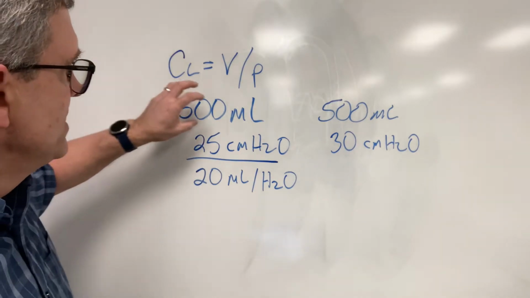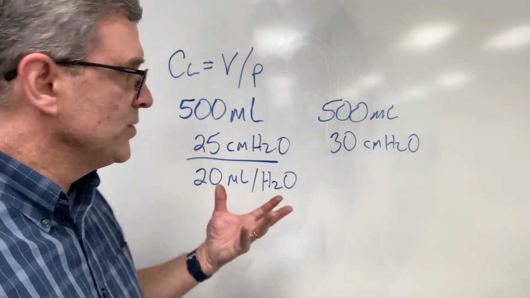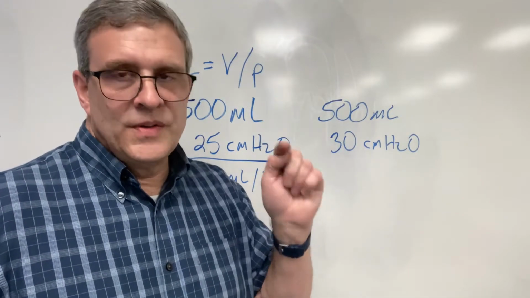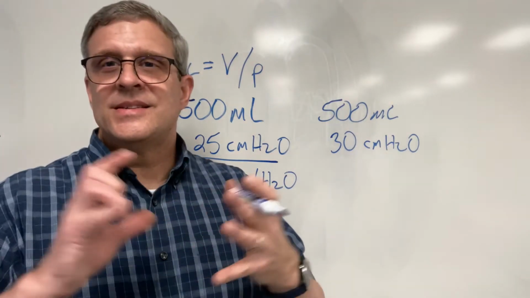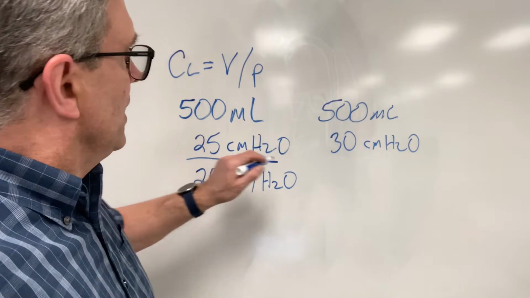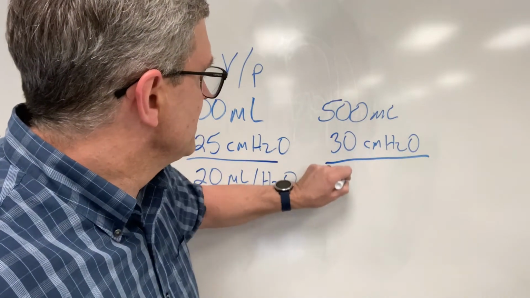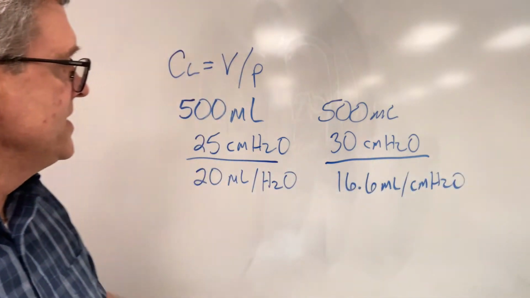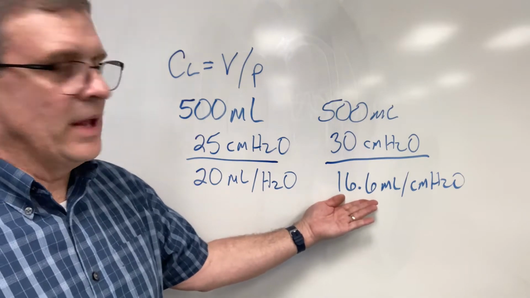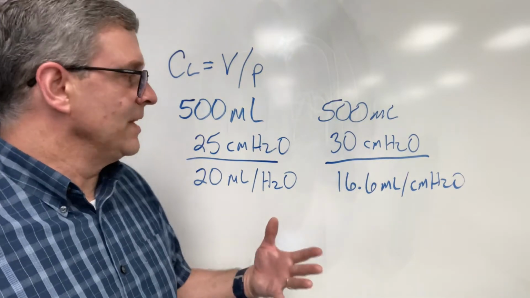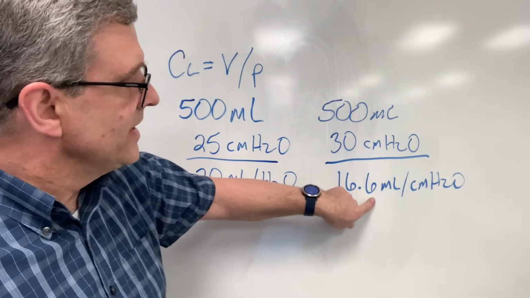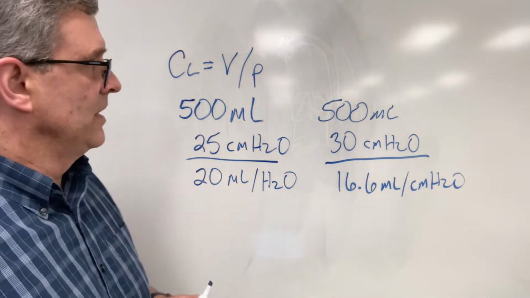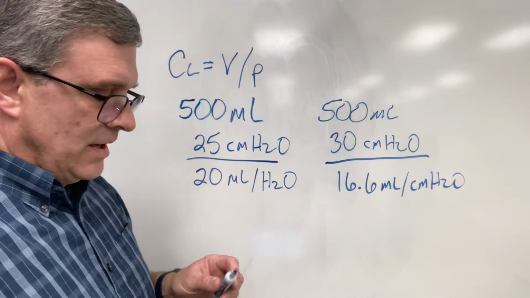So let's think about that. Same volume took more pressure. If this were applied to that balloon I blew up, that means I would have to push harder, I'd have to blow harder in order to get that same volume in there because the balloon is stiffer, less compliant. And so we work this out mathematically and we get 16.6 milliliters per centimeter of water. And we can already see that the lung is less compliant, it's less expandable, it's less accepting of air. It's only taking 16.6 milliliters of gas for every unit of pressure, where over here it took 20. So that's kind of the very basics of compliance.